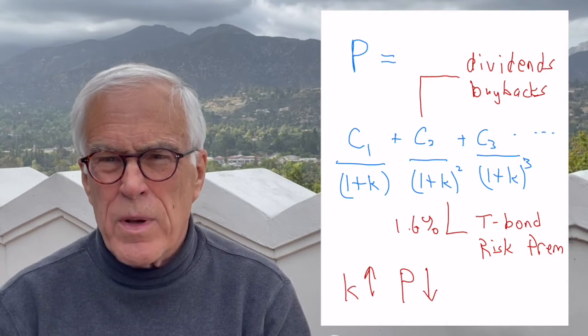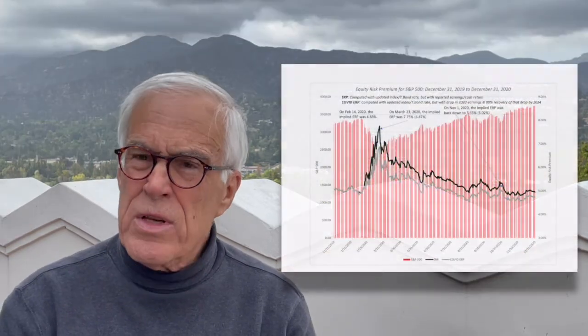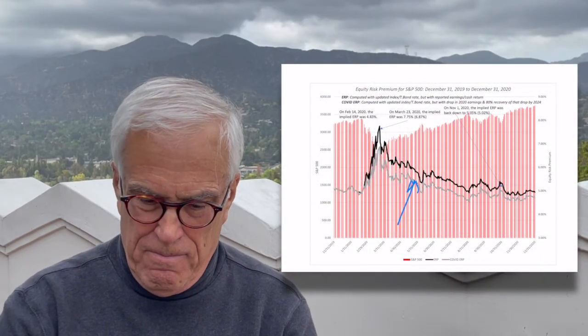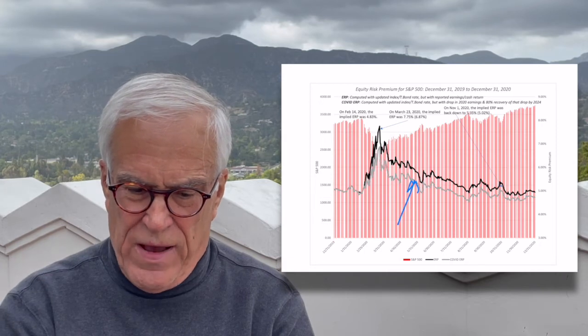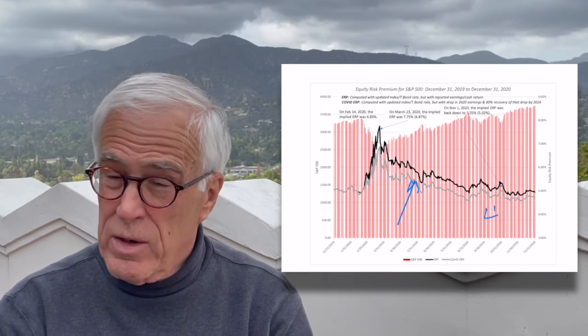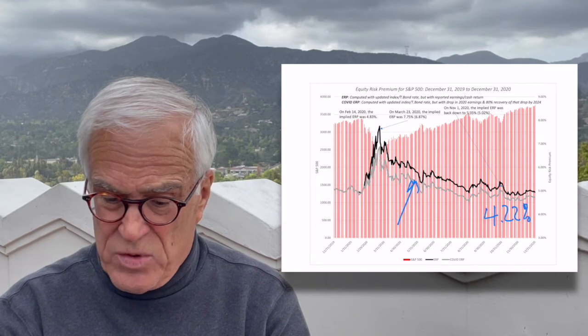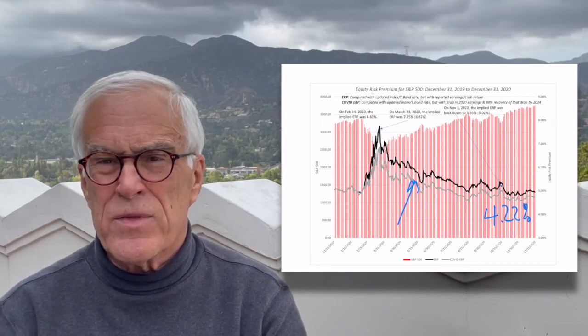Now, what's been happening in the market recently in terms of P and K? And this is where it gets really interesting. So let me go to a chart here posted online by my colleague, Professor Aswath Damodaran of NYU. So here's his chart, and this line here is that risk premium. You can see it started about 5%, went up as high as 8% during the height of the COVID crisis. By the end of 2020, it was down to under 5%, and just last week, it's 4.22%. Professor Damodaran has plotted this since 1990, and that's the lowest it's ever been.